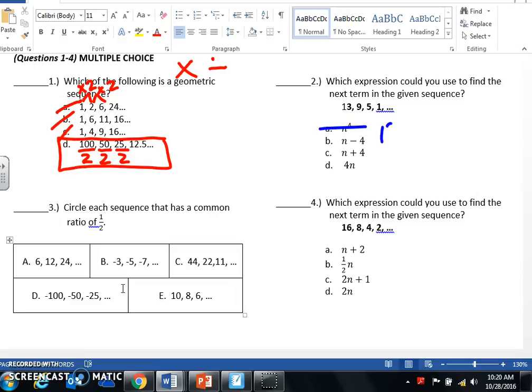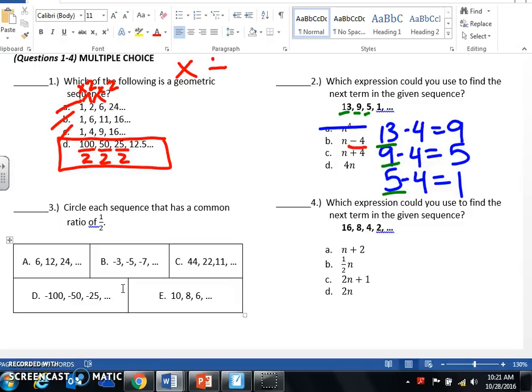B, if I plug in 13 minus 4, I get 9. If I do 9 minus 4, I get 5. If I do 5 minus 4, I get 1. Do you see how all I did was take each one and plug in using the minus 4, and I got the next number in the sequence. So B is correct. Also, you could just say, okay, 13 minus 4 is 9. 9 minus 4 is 5. 5 minus 4 is 1. So I know it's n minus 4.